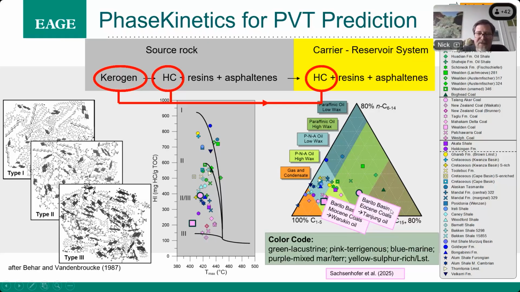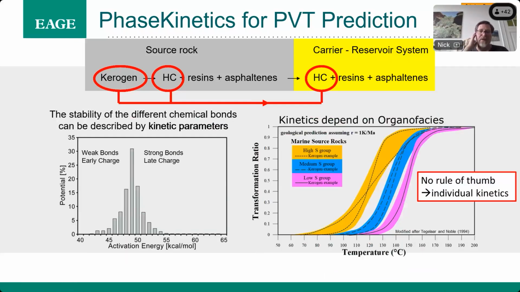So here the message is: use individual samples to characterize your petroleum system. So in the second step, we run open system bulk pyrolysis at 3 different heating rates to determine the thermal response of the kerogen.